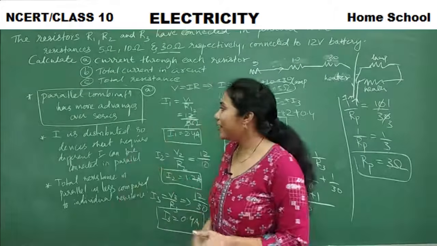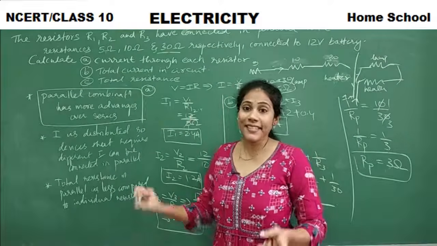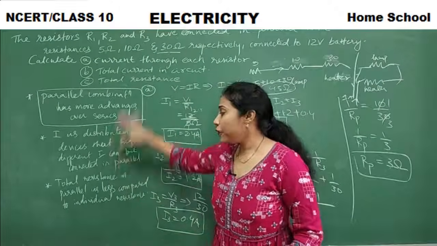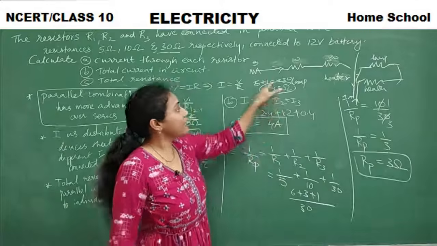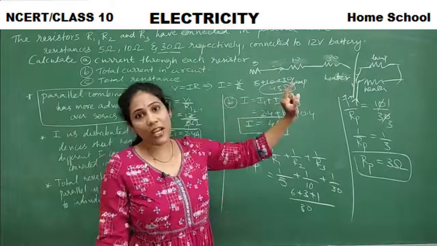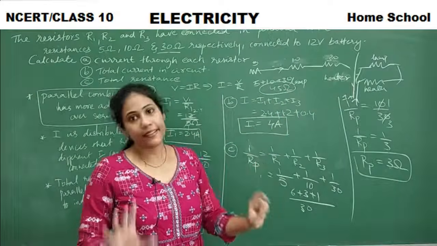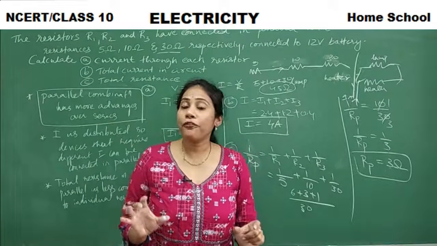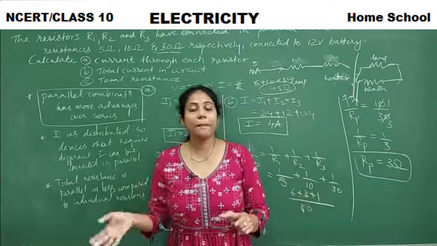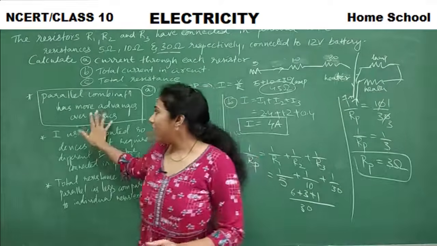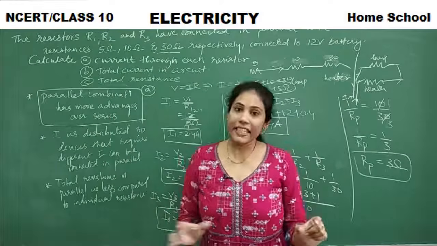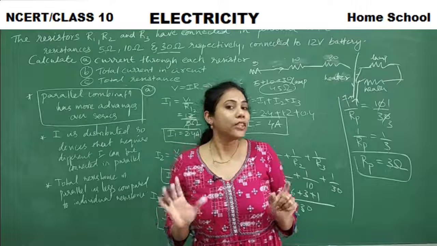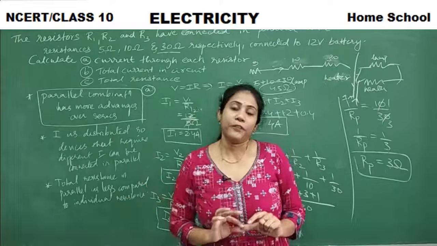So what happens in a parallel combination? Total resistance is very much less compared to the individual resistance, so current flows very nicely. In case of series, total resistance is very high, so current flow is less, right? So these are the comparisons between series and parallel, and definitely parallel combination is much more advantageous over series combination. This is one important question that you have to remember from the board examination point of view.